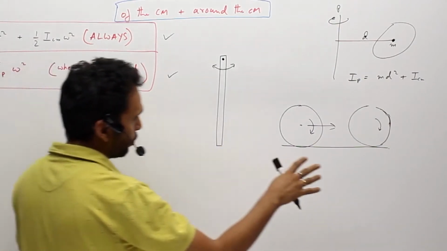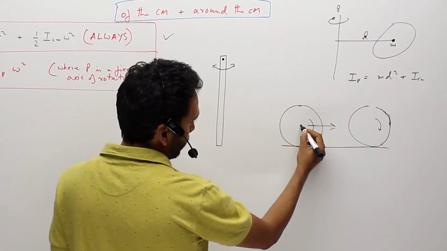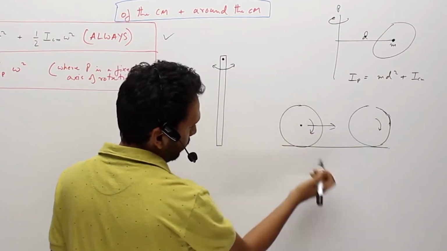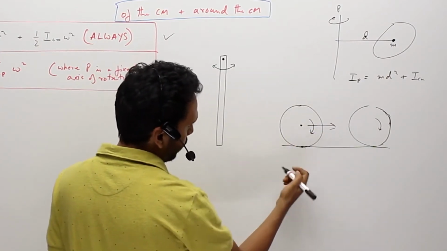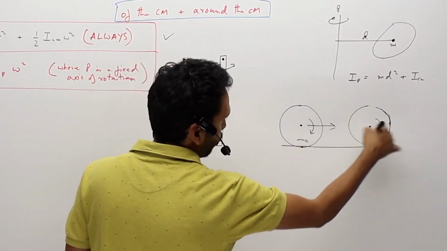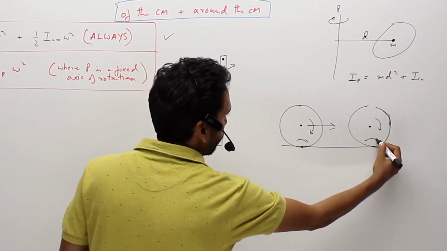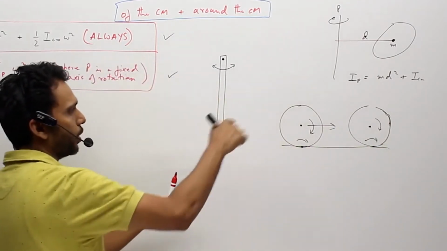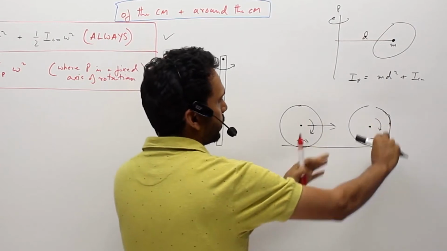Here, there is no fixed point of rotation. Initially, the ball was rotating about this point. Some may say that it was rotating about this point. This was the instantaneous point of rotation, whatever. But after some time, it is rolling around this or rolling around this. So it does not have a fixed point of rotation. The point of rotation itself is moving.